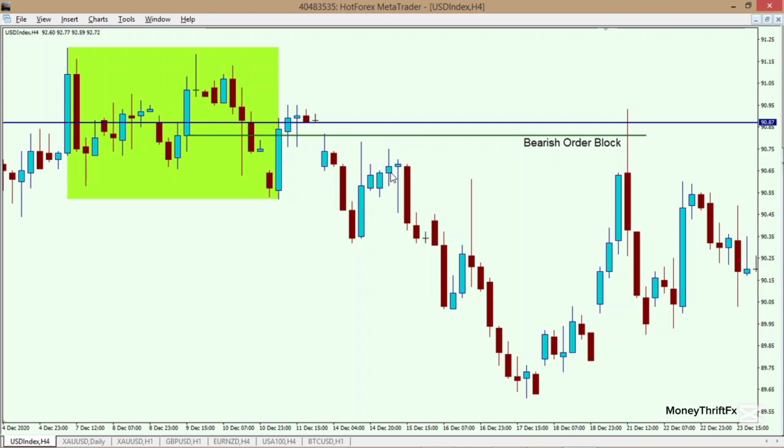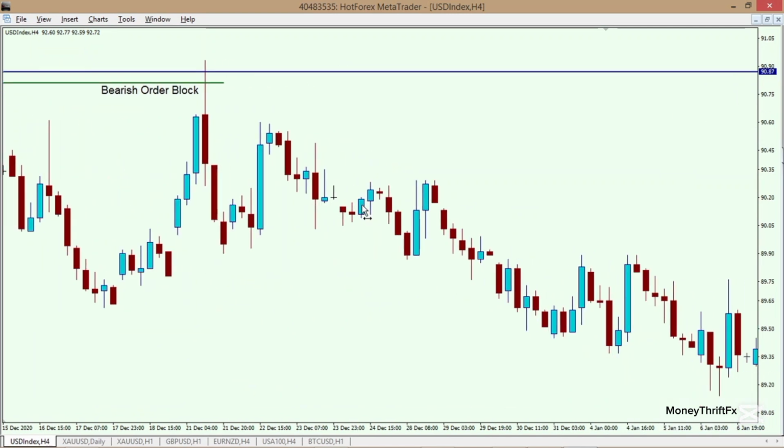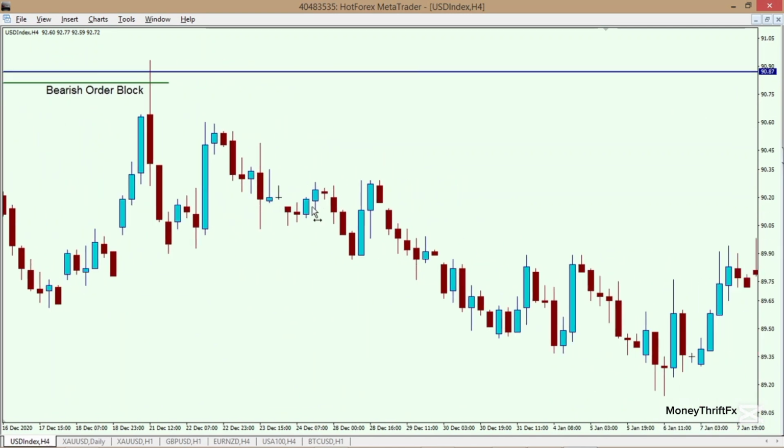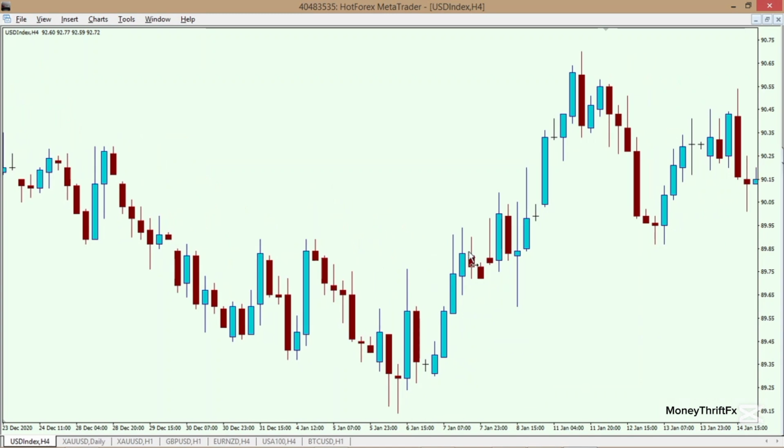I don't know if this thing is clear. If it's still confusing, I'll move on. The more of this thing you see, the more you're going to understand it. And they don't have to be long, right? Let me show you something that would be a short order block.